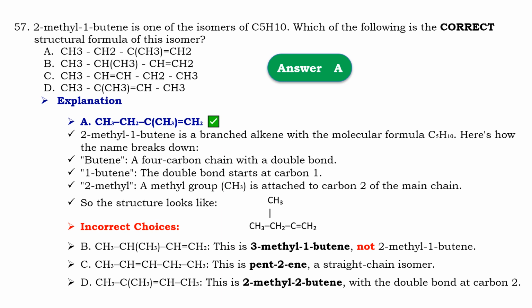When we look at option B, it represents 3-methyl 1-butene. When we see option C, pentene 2-ene, and also when we see option D, 2-methyl 2-butene. So that is perfectly A. The others are incorrect.